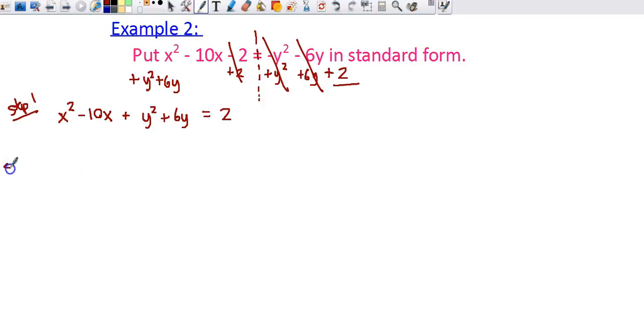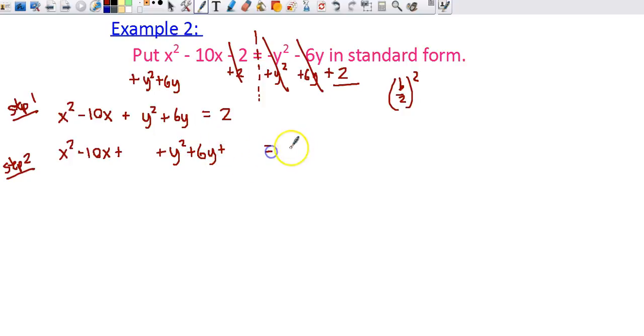Step 2 is to complete the square. Remember, b over 2 squared. The b value is the negative 10 and the positive 6, so we're going to make some space for them. I'm going to say x squared minus 10x plus some number I don't know, plus y squared plus 6y plus another number, equals 2 plus a number plus a number. That number is going to come from this little formula, b over 2 squared.